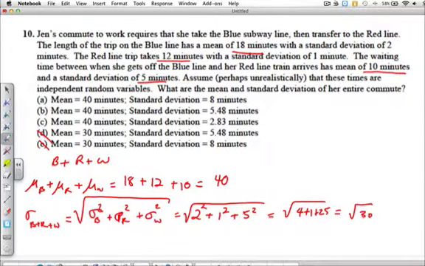The square root of 30, it's not 8, it's not 2.83, so even without a calculator I can correctly answer that question as B, 5.48 minutes for the standard deviation. And that's it for the multiple choice section. We'll have the free response questions in separate videos.